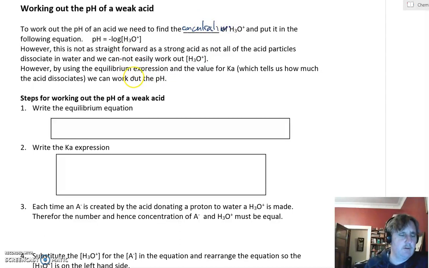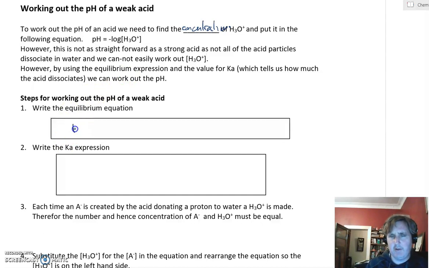With a strong acid, the acid all completely dissociates. All of the acid particles donate their proton, and we know that whatever the concentration of the strong acid is can be used to work out the concentration of the hydronium ions on the other side. In this case, however, an equilibrium is set up.